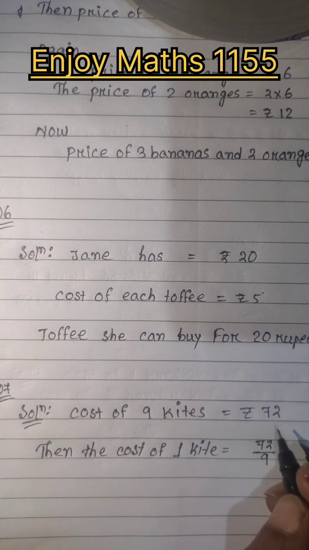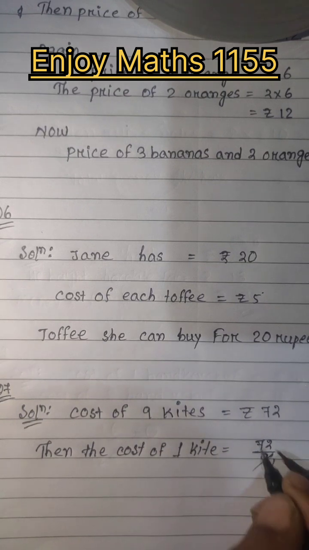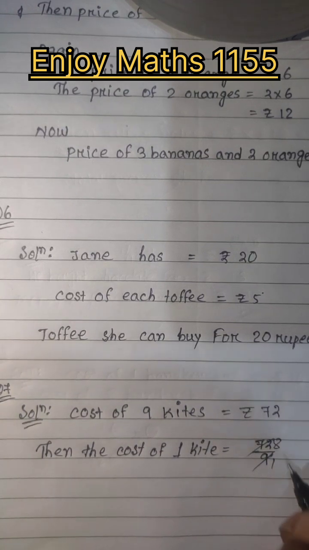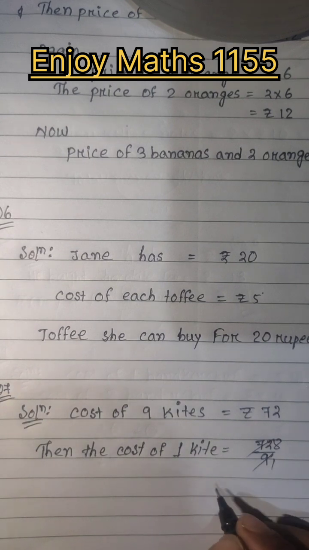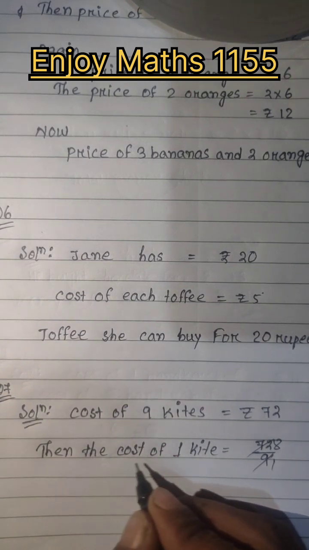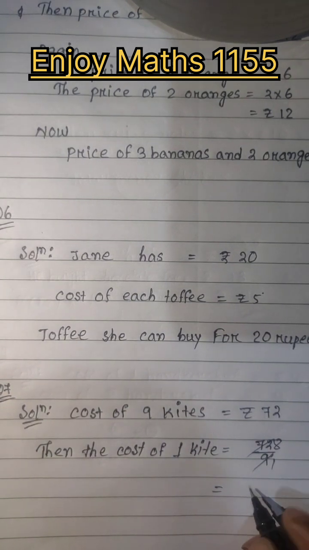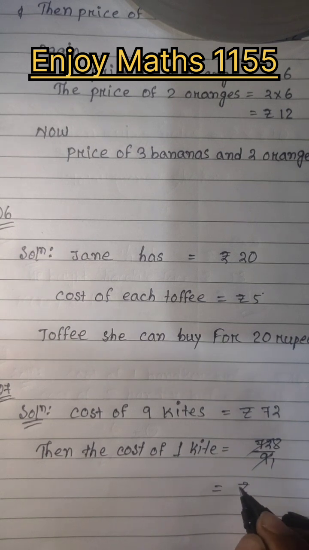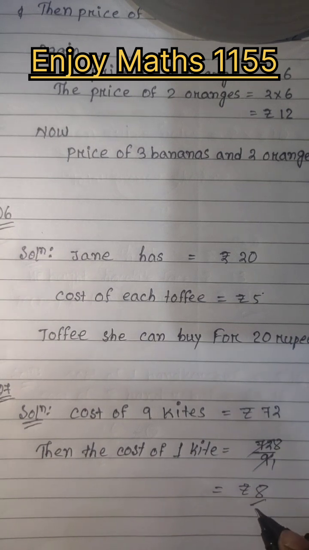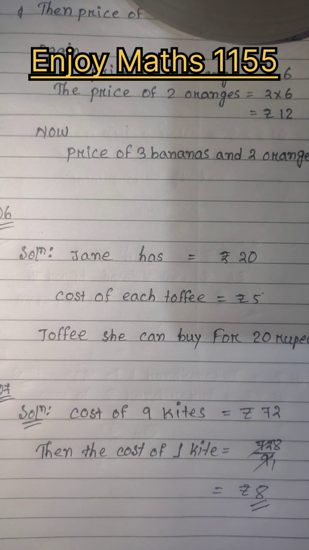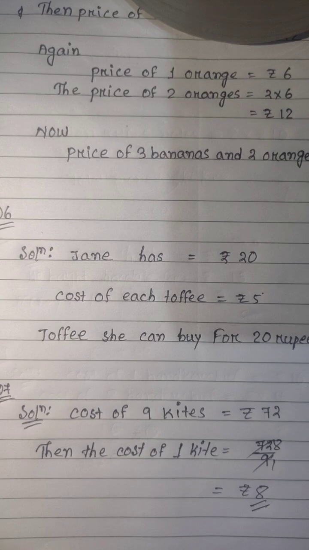If we divide 72 by 9, that means 9 into how many is 72? 9 eights are 72. That means the cost of one kite will be how many rupees? 8 rupees. This one is the answer of question number 7. So this, from class 3, is the last question.